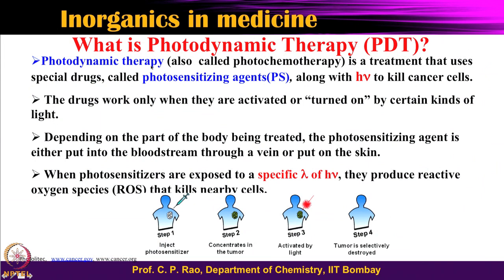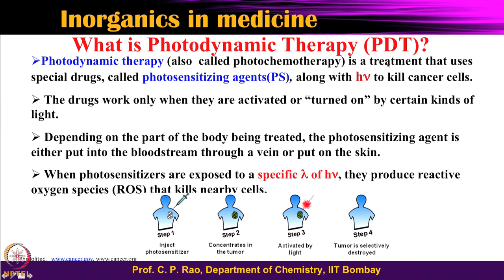So, in photodynamic therapy, what will be there? There will be a molecule, a compound which is sensitized by the photons. In other words, it can be activated under the photons. And thereby the excited or activated compound would release certain things, which in turn can kill the cells. Therefore, photodynamic therapy is also called photochemotherapy.